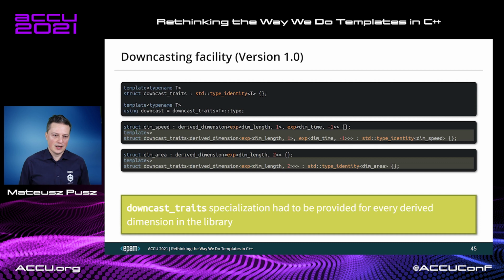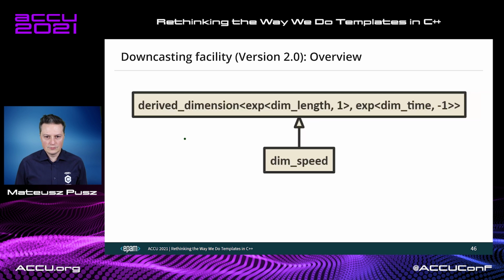However, the problem was that I had to provide those traits for every new definition of unit and dimension, which was cumbersome and error-prone. I didn't like it, so I think 2 years ago at CppCon, together with Richard Smith, we were able to find a better solution. So this is what we have right now, right? We are deriving dimension, derived dimension, and we provide a strong type dimension speed for this specific template specialization or instantiation. The facility works as follows.